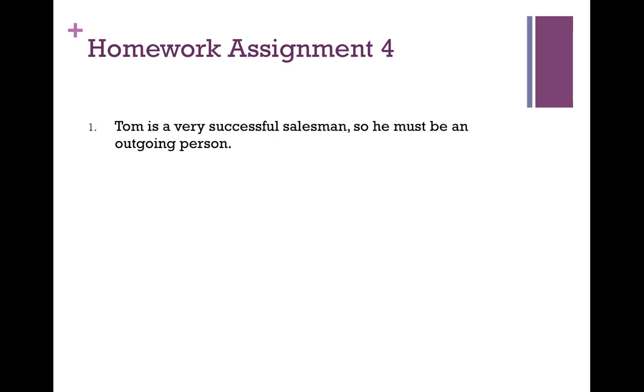Sorry. Number 1: Tom is a very successful salesman, so he must be an outgoing person. And in this, you were asked to identify the implicit premise. Well, the first step is we'll go through and just number the distinct propositions here. Number 1 is Tom is a very successful salesperson or salesman, so therefore he must be an outgoing person.